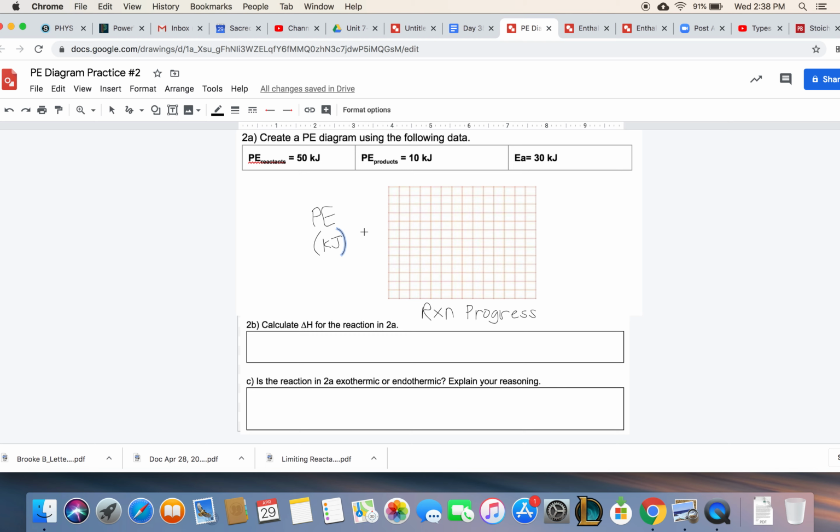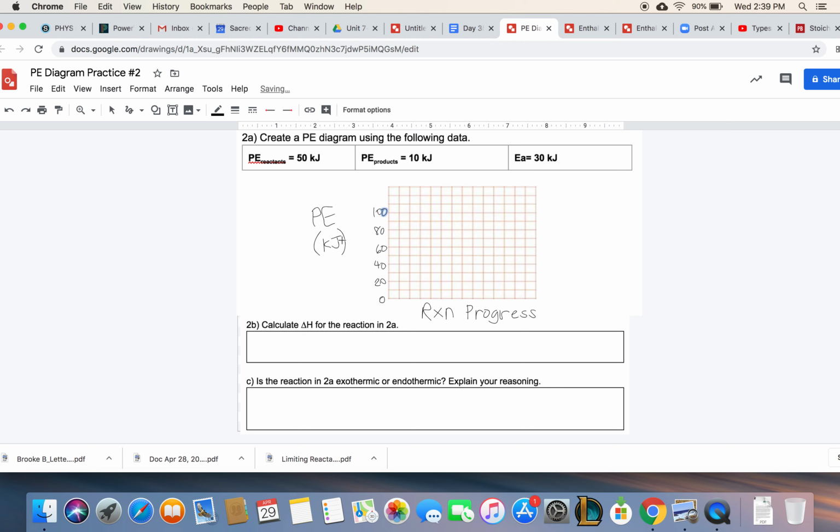Now we have to figure out an appropriate scale. We're going to need to start our graph off at 50 kilojoules. Our graph is going to end at 10 kilojoules. And remember, this activation energy is going to give us a clue as to where our peak will be. This is the additional energy that the reactants need to be able to break their bonds and rearrange. So 50 plus 30 tells us that the peak of our graph will be at 80. I'm going to propose that we go by tens, so I'm going to make every box worth 10. So 0, 10, 20, 30, 40, 50, 60, 70, 80, 90, 100. That should give us enough room to draw our graph.